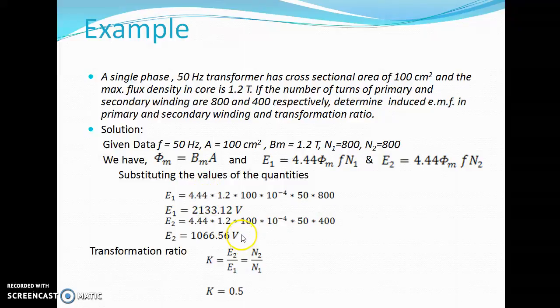So writing the given data and writing the relations that we have, phi m is equal to Bm into A, E1 is equal to 4.44 phi m into F into N1, and E2 is equal to 4.44 phi m into F into N2. Substituting the values, we get E1 is equal to 2133.12 and E2 is equal to 1066.56, and the transformation ratio, which can be found either by E2 upon E1 or N2 upon N1, we get it to be 0.5.